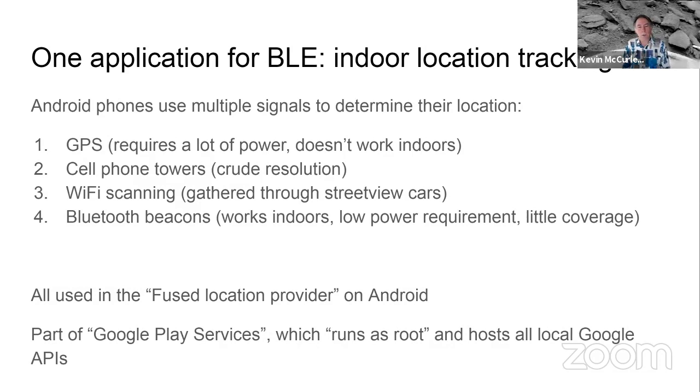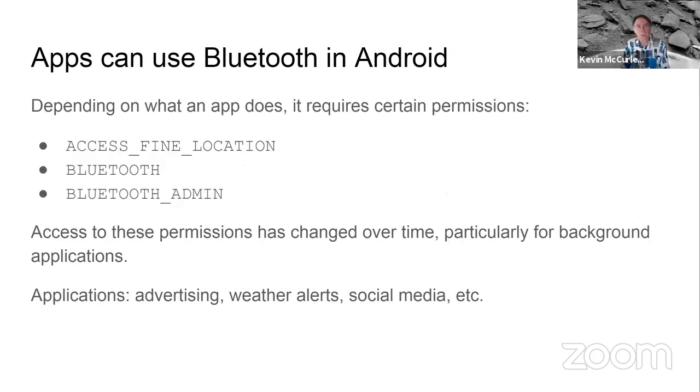This service is part of what's called Google Play Services, which is a package of applications that is distributed by Google and updated independently of the operating system. It basically runs as root and hosts all local Google APIs. Apps can use Bluetooth in Android, pardon me. When they do so, they have to declare access to these permissions, access fine location, because Bluetooth scanning is considered to be part of the location services. Also the Bluetooth permission, and perhaps the Bluetooth admin permission as well.